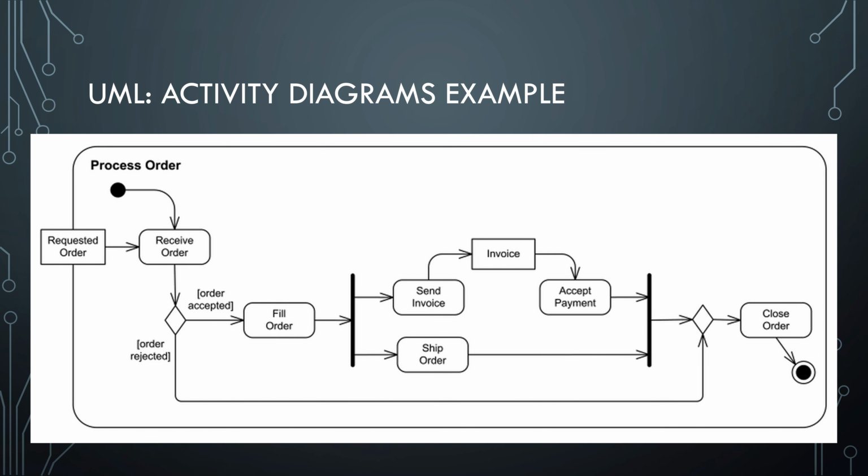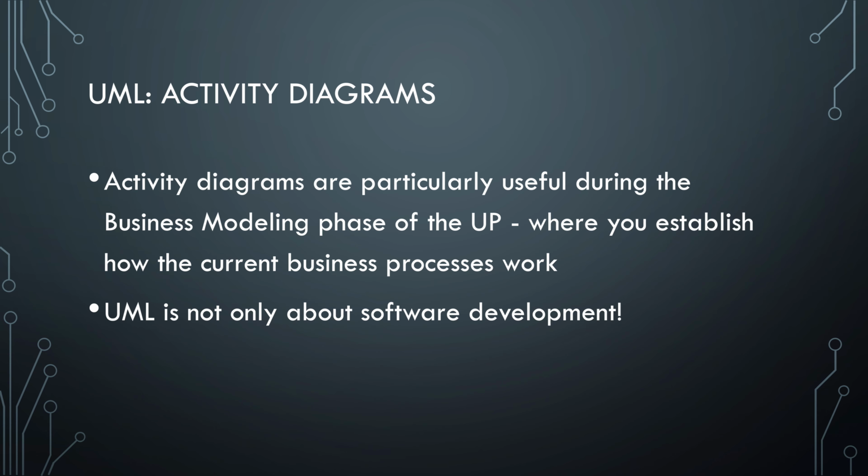Here's an example of an activity diagram that describes processing an order. You can see that there are various activities such as receive order, send invoice, ship order, etc. There's also a choice. An order is either accepted or rejected. As you can see, diamonds are also used to merge arrows from various parts in the diagram. This happens just before the close order activity. You use activity diagrams in the business modeling phase to establish how the business processes currently work.